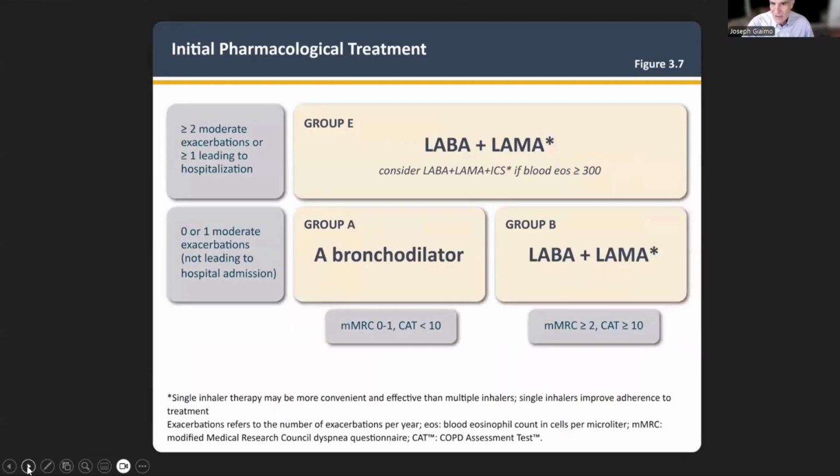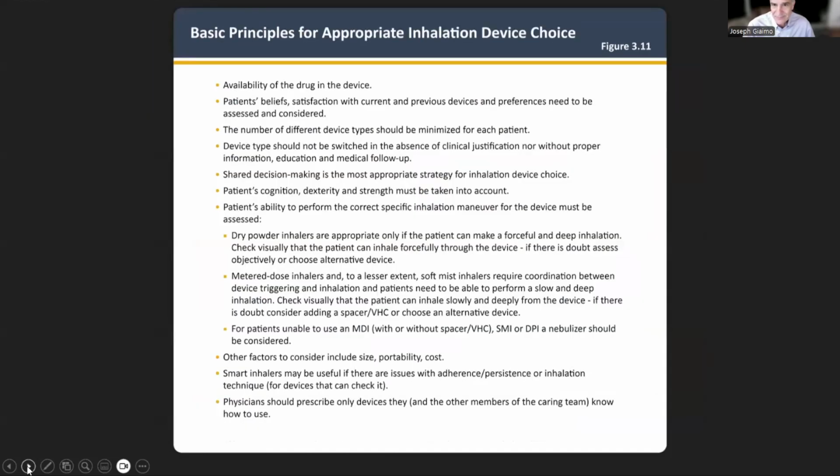Talking about in those first categories, you're talking about a long-acting bronchodilator and a long-acting muscarinic. Those are the more severe patients. So you're giving long-acting medications. And you see if the eosinophil level is greater than 300, then steroids are going to be more effective with that patient. Whereas in the other categories, you're not really talking about giving steroids that much. And next slide, please.